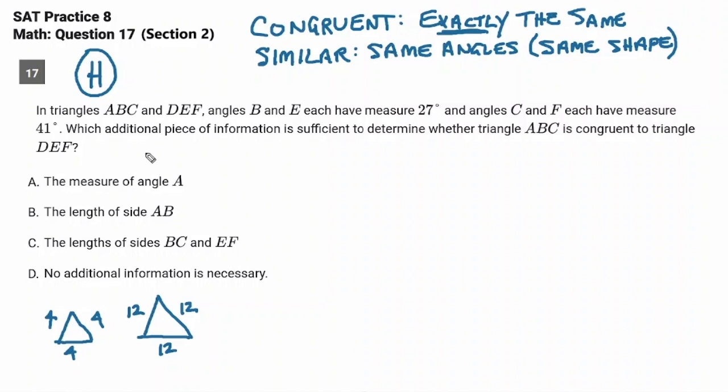Let's do this problem. In triangles ABC and DEF, angles B and E each have measure 27 degrees. Angles C and F each have measure 41 degrees. Which additional piece of information is sufficient to determine whether triangle ABC is congruent to triangle DEF? So I want to kind of write down what I want. Really helps to understand the question by writing it down. So just additional information, congruent.